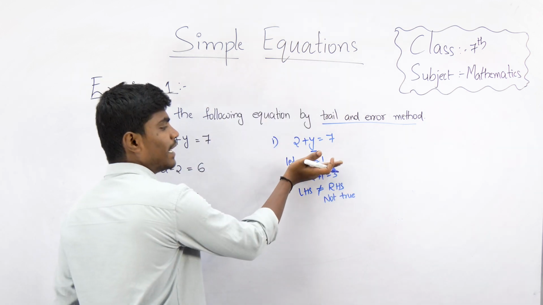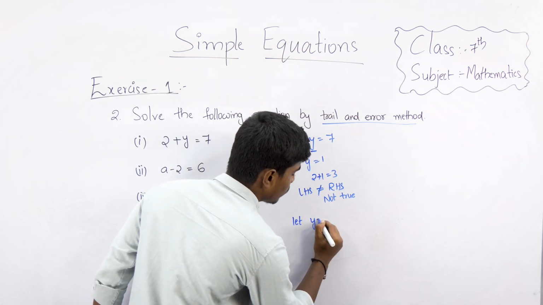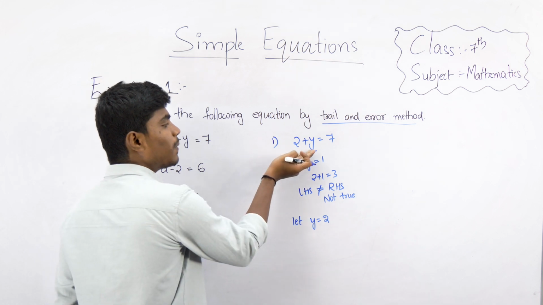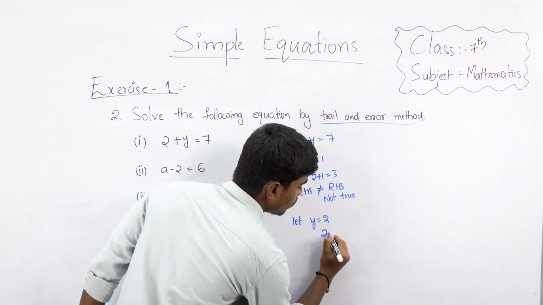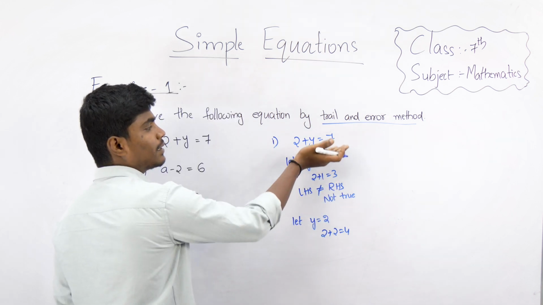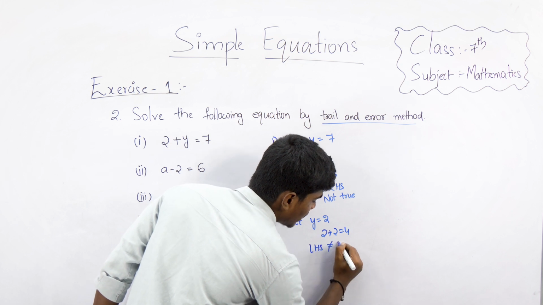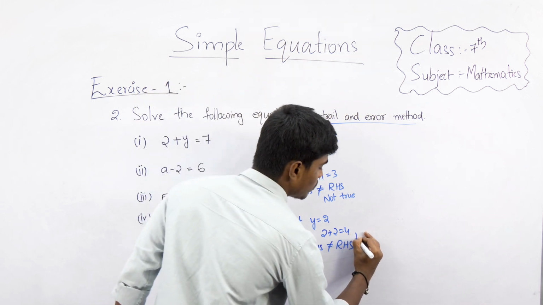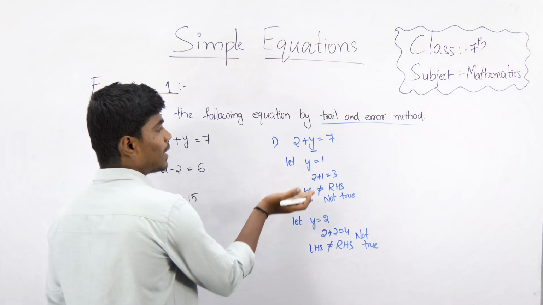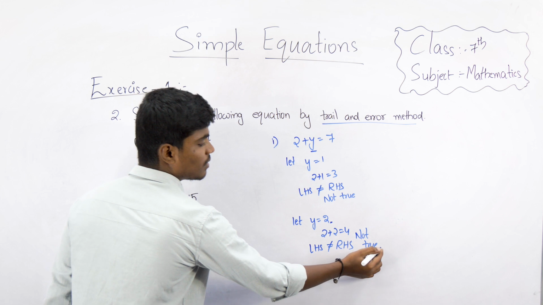Now 1 is not the correct value, so we have to change it. So let y is equal to 2. Here 2 plus y means 2 plus 2, which is equal to 4. LHS is 4, but RHS is 7. So LHS is not equal to RHS. So this is also not true.